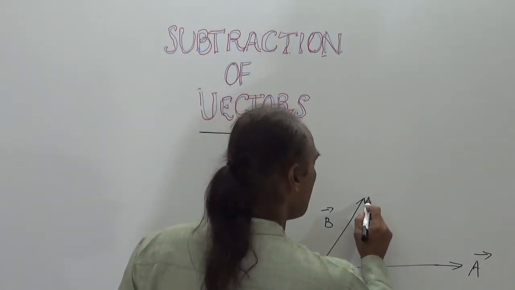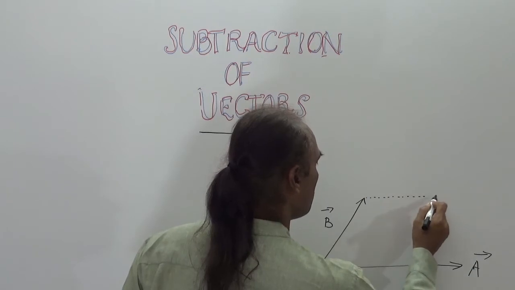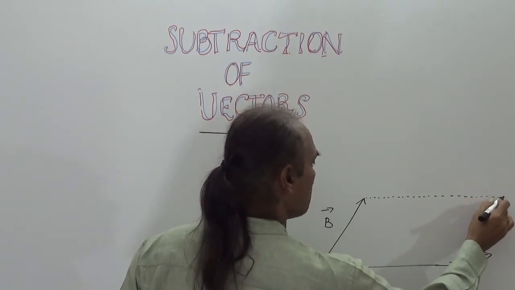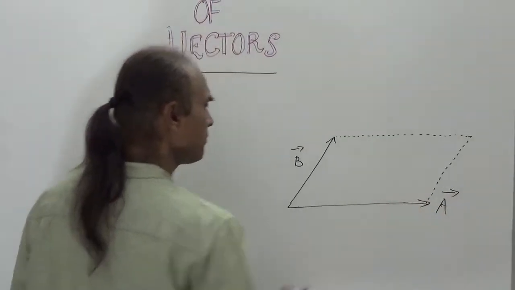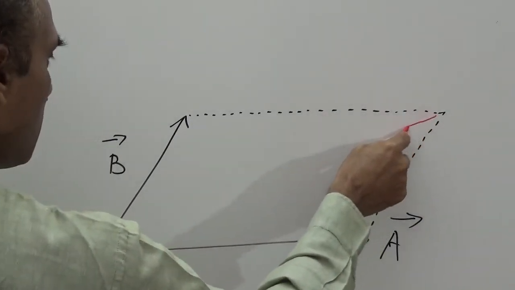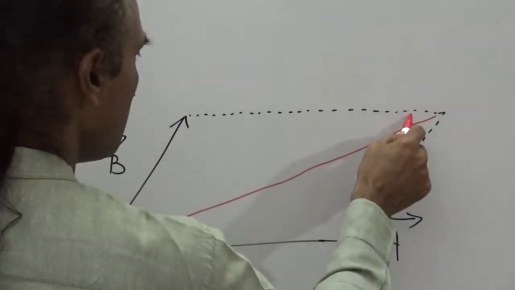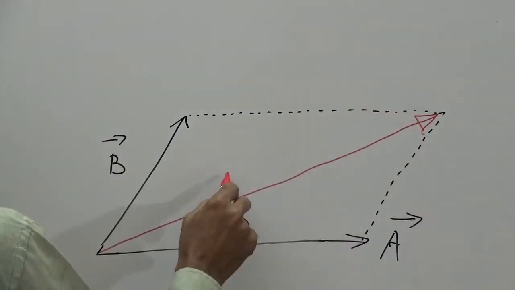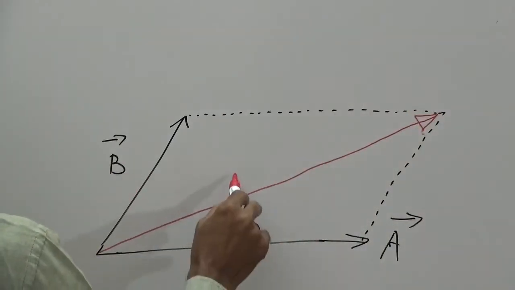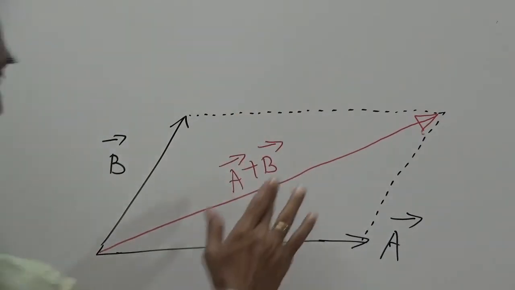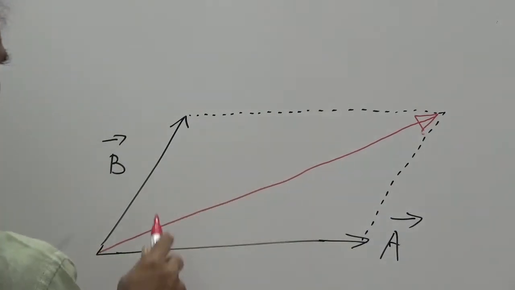The parallelogram law of vectors states that when these two vectors are represented by the adjacent sides of a parallelogram, the diagonal which passes through the tails of these two vectors must represent the addition of these two vectors. So this diagonal represents the vector A plus B.